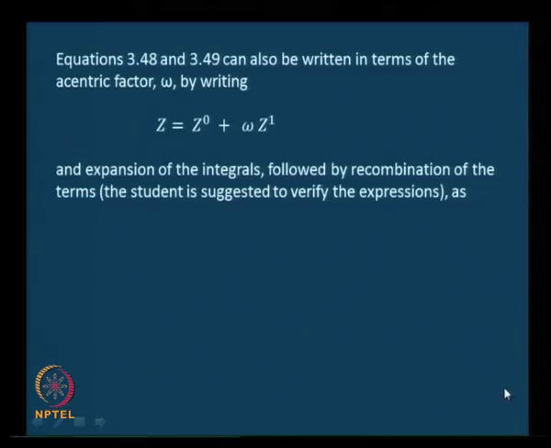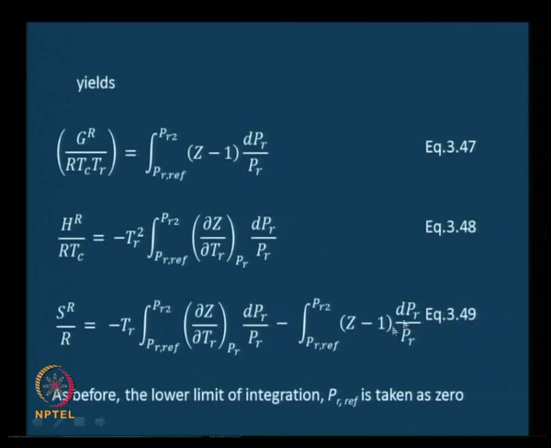Now these equations 348 and 349 which are here: Hr by R Tc equals minus Tr squared integral of dou Z dou Tr dPr by Pr, and Sr by R equals minus Tr integral Pr reference to Pr2 dou Z dou Tr at constant Pr dPr by Pr minus integral Pr reference to Pr2 Z minus 1 dPr by Pr. These are expressions for Hr by R Tc and Sr by R. Let us concentrate on these two.